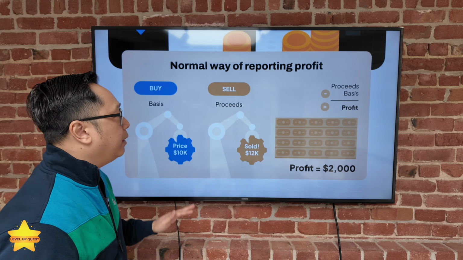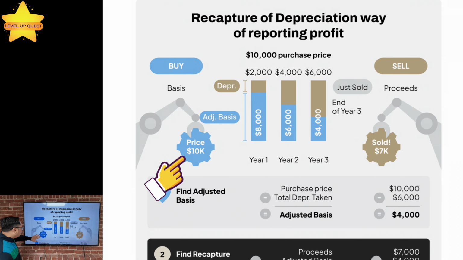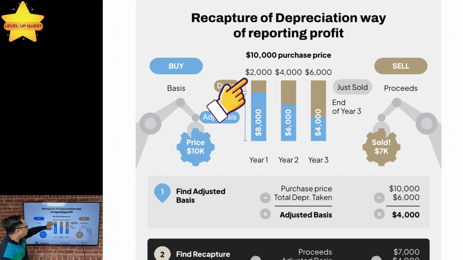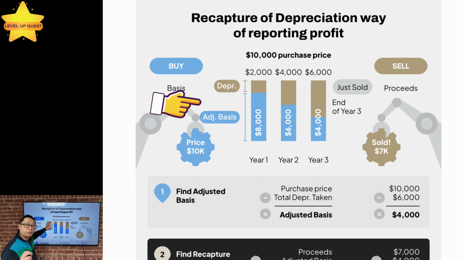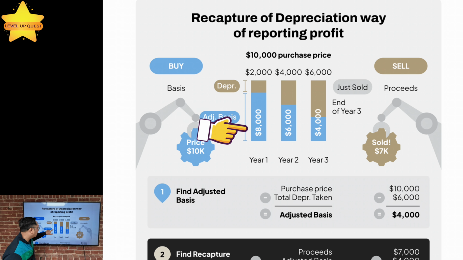But now let's add what happens when we add depreciation into it. So we bought something for $10,000 and let's just say every year we have to depreciate it $2,000. So the first year we're going to depreciate it $2,000, meaning that we spent $10,000 to buy it. We depreciated $2,000. Now we have to adjust the basis. This is what the IRS considers adjusted basis, where we subtract the depreciation from the original purchase price. So now the adjusted basis is $8,000.